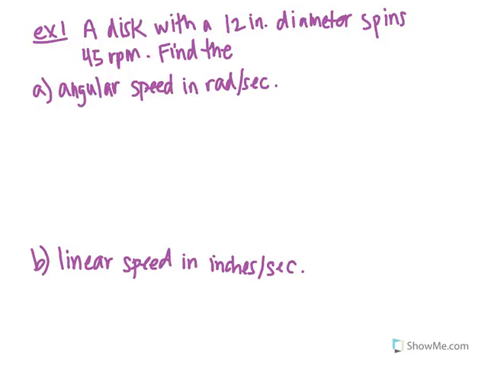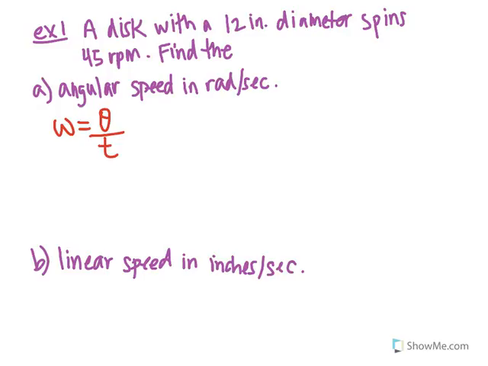So let's go ahead and use those formulas in this example. So we have, let's say, a compact disc that has a 12-inch diameter and spins 45 revolutions per minute. That's RPMs. So you're going to find both the angular speed in radians per second and then also the linear speed, how fast it's moving on the outside. So let's go ahead and start with angular speed. If you look back at the formula, how fast that angle is changing, you're going to use omega. And omega was equal to theta over t.